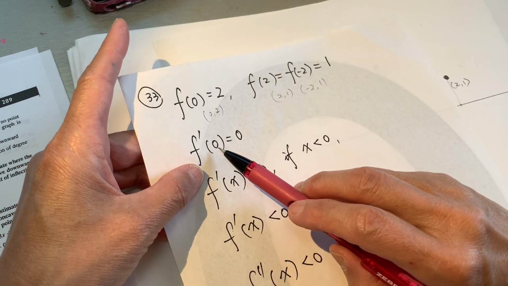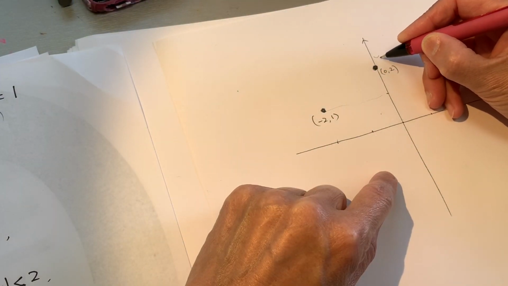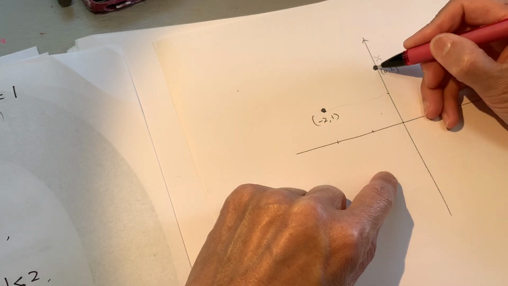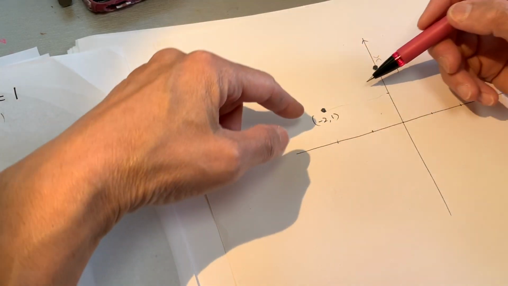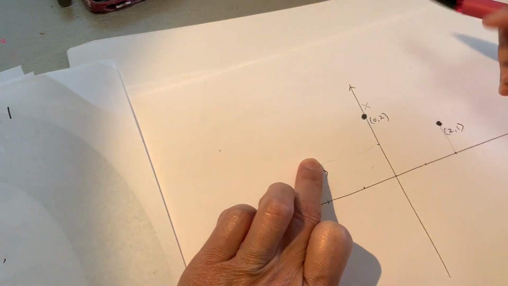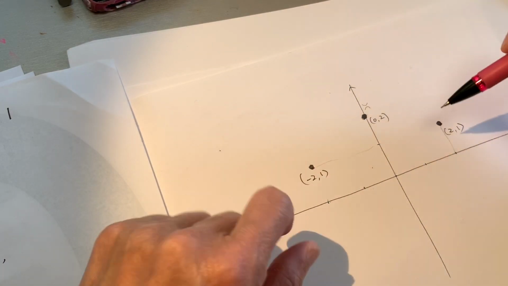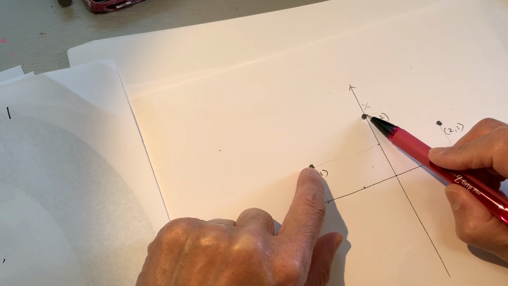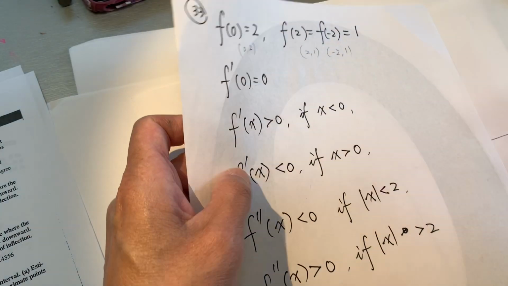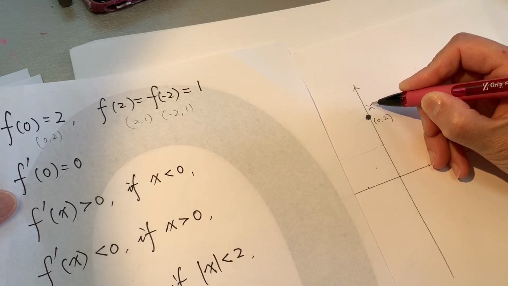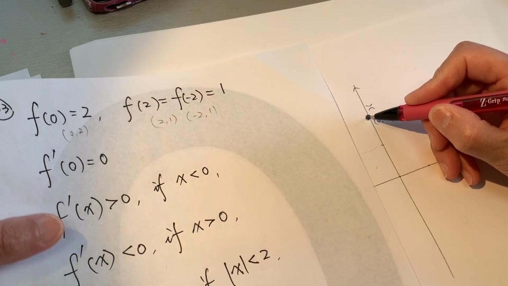So f prime of 0 equals 0. So this is a critical point. It could be going up or could be going down. But this seems to be a maximum or minimum. If we do not see these 2 points, we do not know whether it's maximum or minimum. Right now, we see there are 2 points below it. Kindly, we can guess this is going down. So here I will use this sign, it means this is the maximum or minimum point.